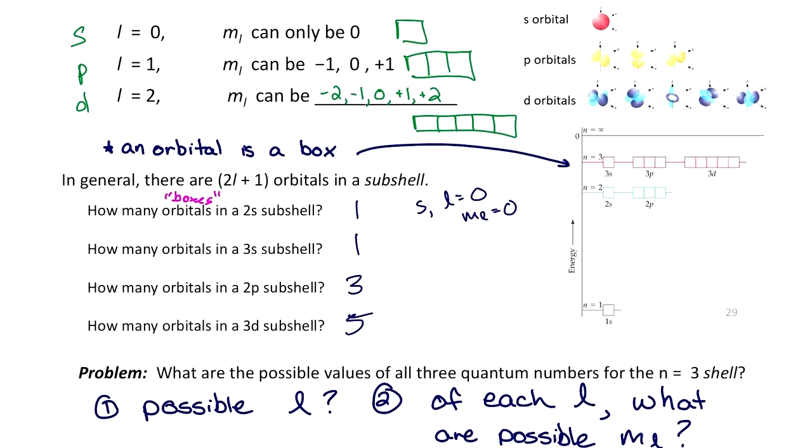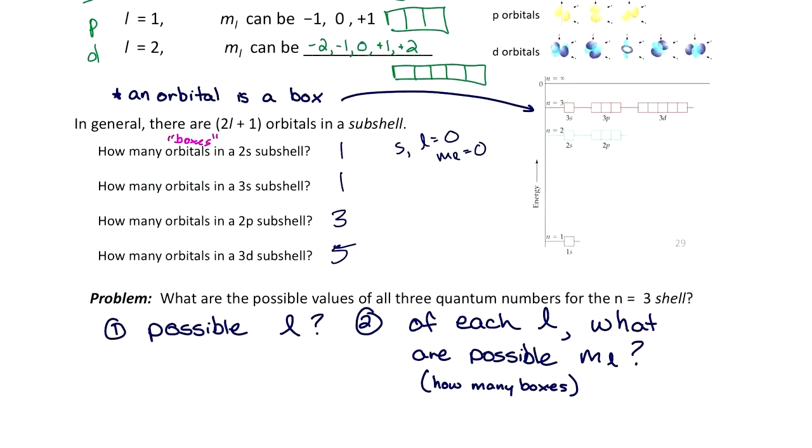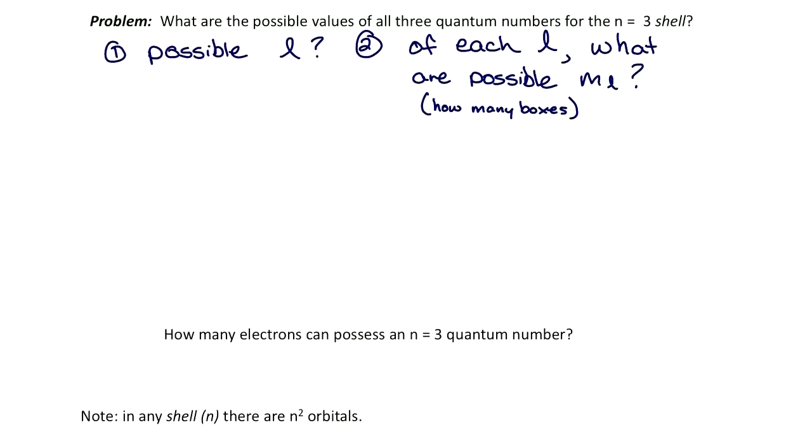So those are our 3 quantum numbers. We'll add the 4th one when we actually start filling electrons. So let's do an example here. What are the possible values of all 3 quantum numbers for an n equals 3 energy level? I'm telling you, we have an electron in n equals 3. Where are the possible places we can put that electron? I like to think, okay, what are the possible L values we can have for n equals 3? 0, 1, 2, and that's it.